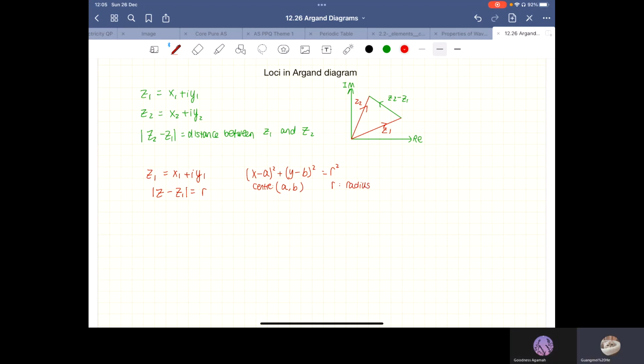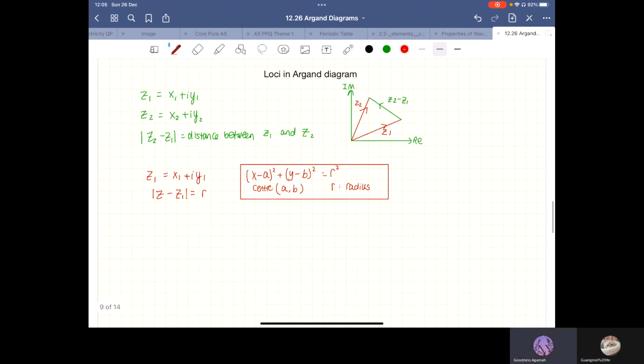Did we do equations of circles together before? I'm not sure. I don't think so. Okay. So that is the equation for a circle. It's pretty simple. Just identify your a and b. That's the center. When you know the center and you know the radius, you can construct your circle. So we're going to use this in loci and Argand diagrams.